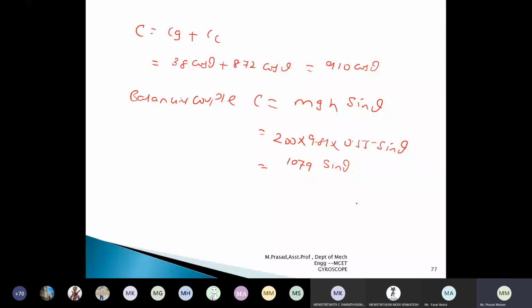Okay. So how to find the angle of heel? We know that overturning couple is always equal to the balancing couple. So here what I am trying to say: overturning couple equals balancing couple. This is for equilibrium.